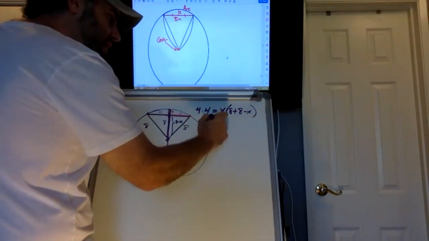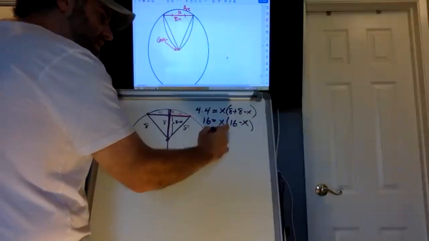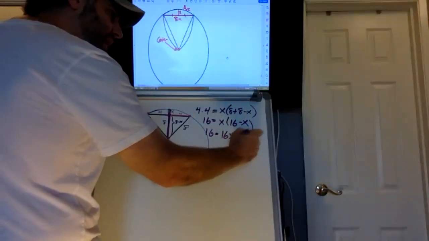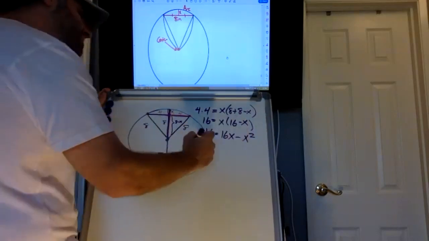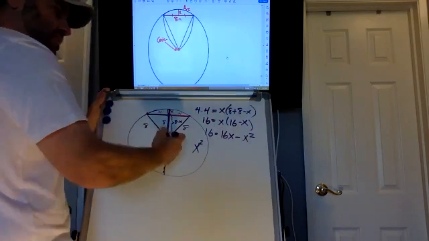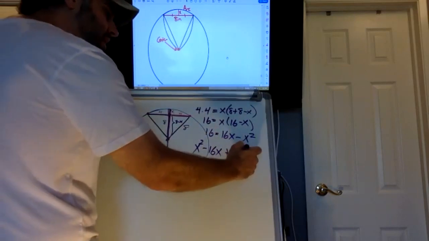Okay, so 16 is equal to x times 16 minus x. 16 is equal to 16x minus x squared. I'm going to add everything to one side to get positive x squared over here, minus 16x, positive 16 equals 0.